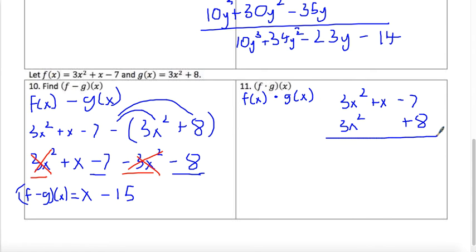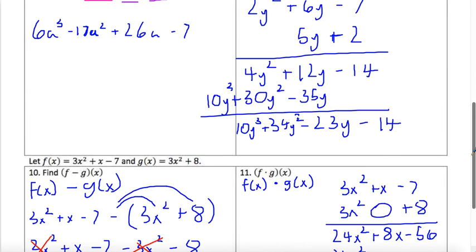So, again, 8 times negative 7 is negative 56. 8 times x is 8x. And 8 times 3x squared is 24x squared. So since there's no middle term here, I'm just going to skip that one and jump straight to 3x squared times negative 7. But because it's going to be an x squared term, I'm going to line it up below 24x squared. So that's negative 21x squared. The whole point of this is just to keep your like terms aligned.